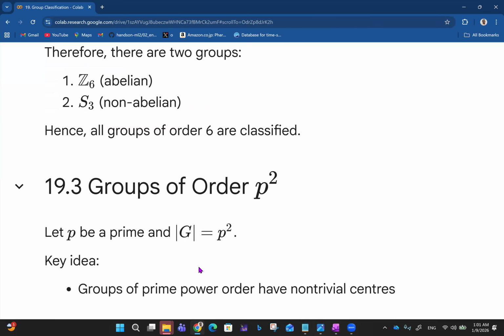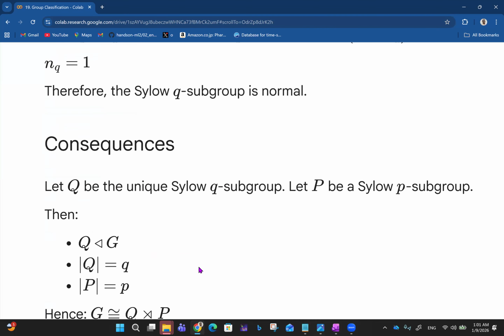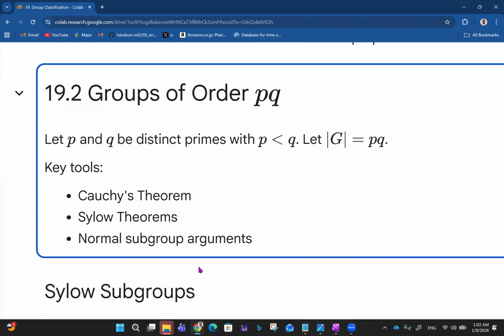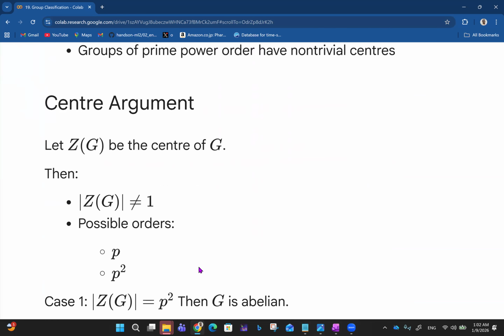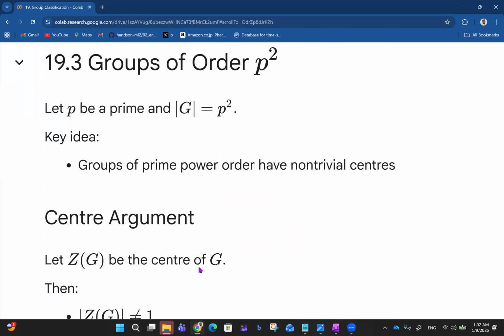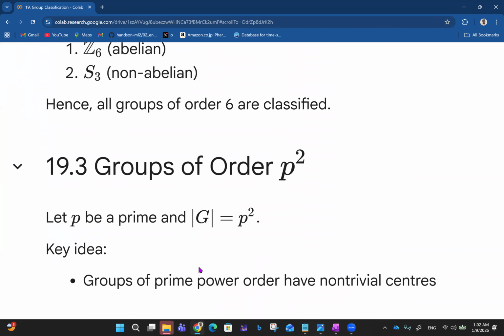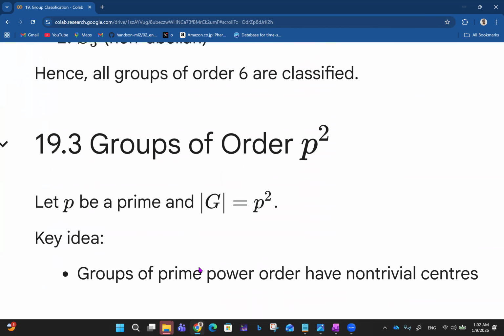So we are done with groups of order pq. Now we go for groups of order p squared. Instead of p and q, you just have p multiplied by p. So talking about groups of order p squared now, let p be a prime and the order of G is equal to p squared.